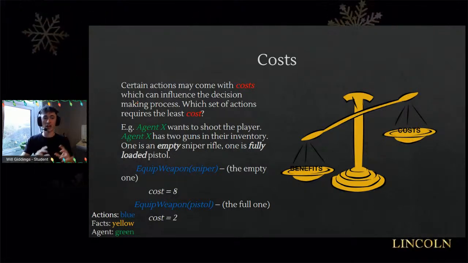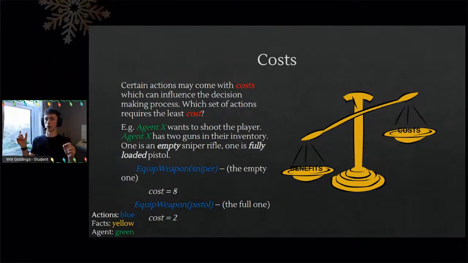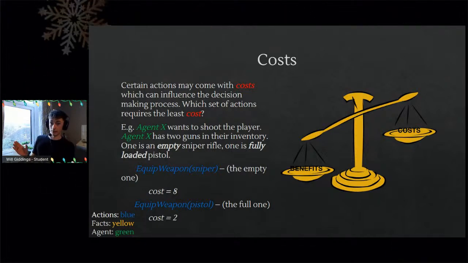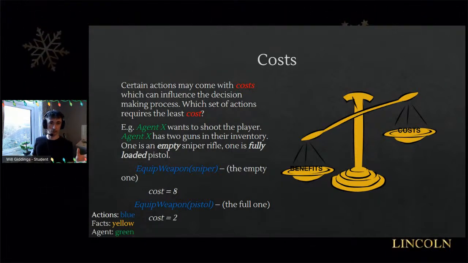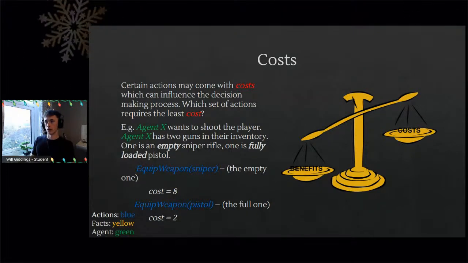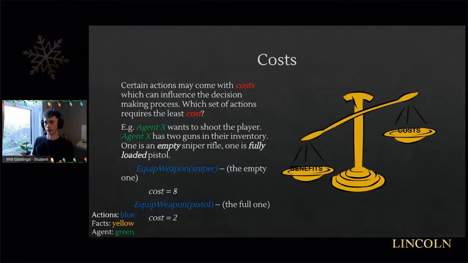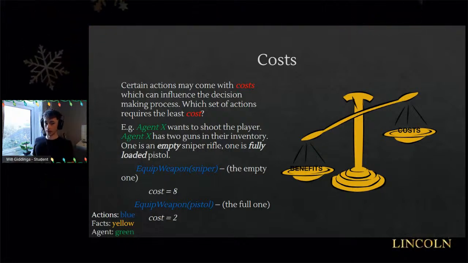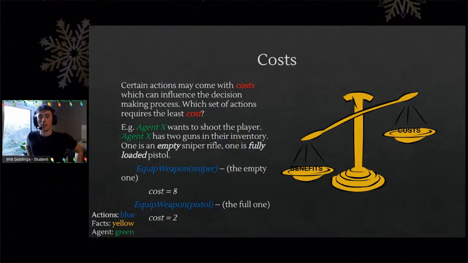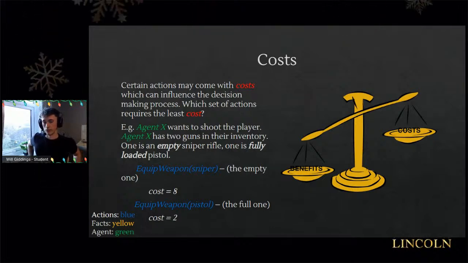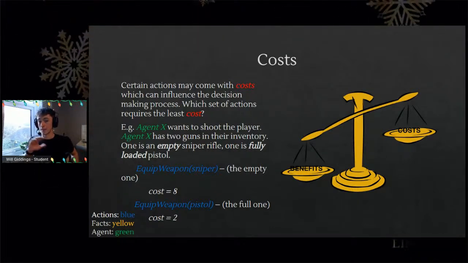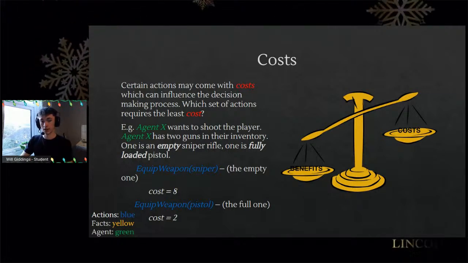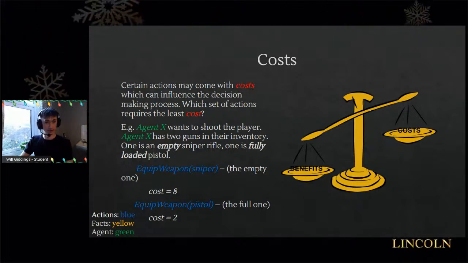So cost is the other half of this idea of prerequisites and costs. As well as having a prerequisite for an action, you can also have costs for a certain action. So you can end up with certain actions being more costly than another. I've got an example here where Agent X wants to shoot at the player again. But Agent X actually has two guns in their inventory. They have one, which is an empty sniper rifle. It's got no bullets in it. He'll need to reload it if he wants to use it. Or a fully loaded pistol, right?